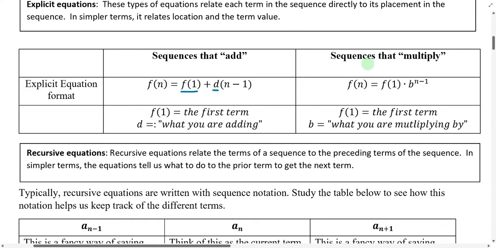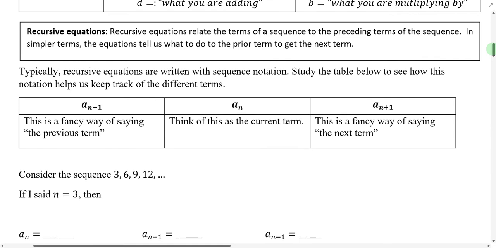When we had sequences that multiply, so the numbers were growing because of multiplication, we used this format for our explicit equation. So again, that f of 1 term is just a fancy way of saying the first term. So we had the first term times this b value, and the b value is what we are multiplying by, and we called it a common ratio. Okay, so again, just a recap of how we built the explicit equations. We are going to be doing some of those again today, so we want to make sure that we have these down. All right. But we're also going to be learning about how to write something called a recursive equation.